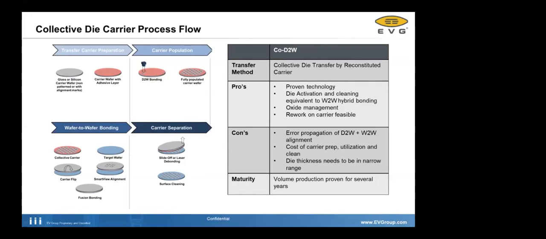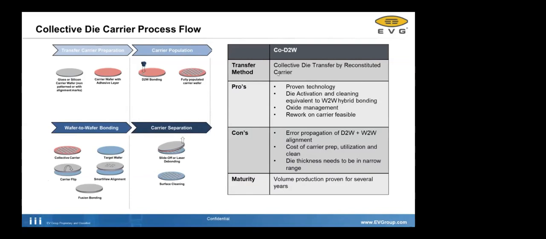Then coming into a bond cluster, that's basically the whole block shown down here. In the bond cluster, we are actually doing the wafer-to-wafer alignment. So we're treating this collective carrier as an own wafer, meaning we take the collective carrier, the target wafer, we're activating them if needed, and cleaning them, flipping the top wafer, aligning them to each other, and doing the fusion bond. What is also done in the same equipment is actually the debonding. So we can do here slide or laser debonding and cleaning the surface.